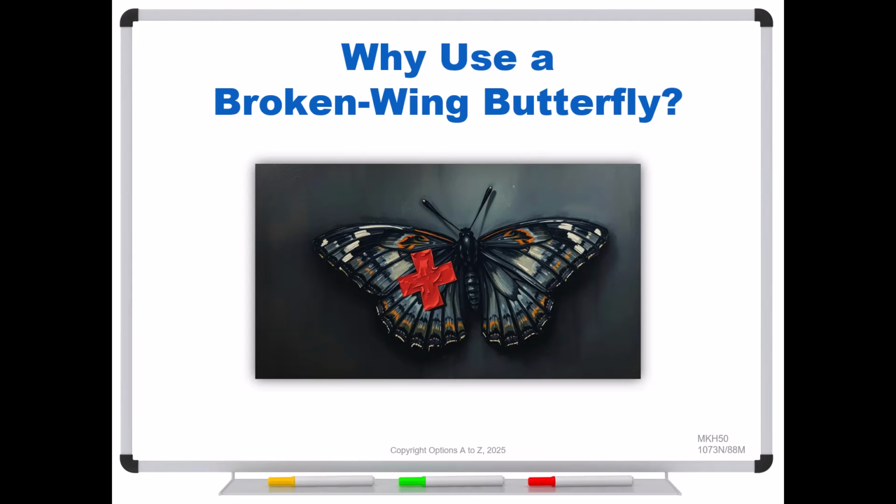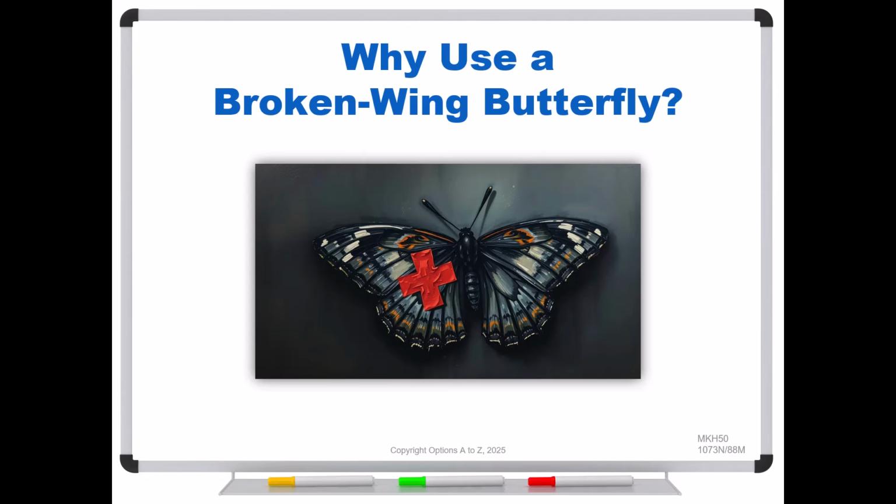I hope everybody survived the week with our Fed announcement, and hopefully we're going to get some continued rallies going on here. But we got another question from one of the traders in our group asking, why use a broken wing butterfly? Actually, it was a two-part question. He said, why use it, and then how do you repair it?